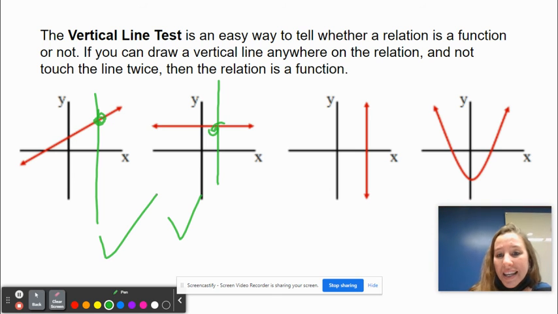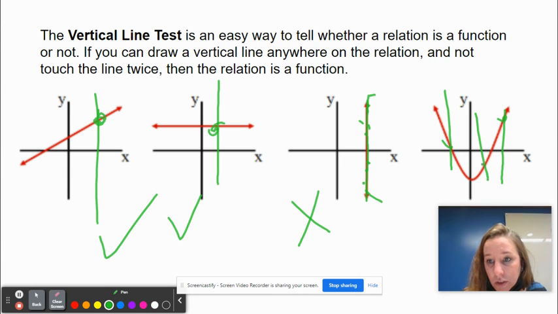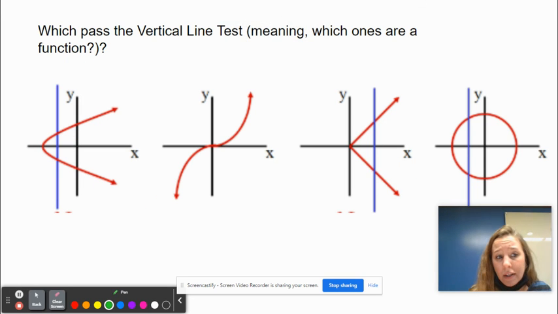That's a function. This, though, there's no way I can draw a vertical line all over. Look how many points I'm hitting. I'm hitting every point. I'm hitting all the y's. That is not a function. Okay, this one, vertical line. Oh, only one place. Only hitting in one place. Yep, that's a function.